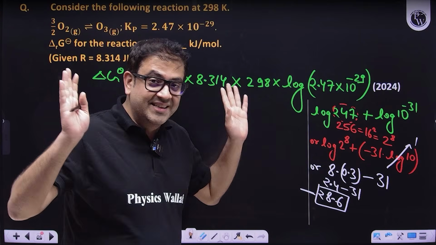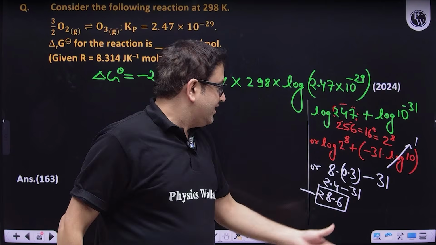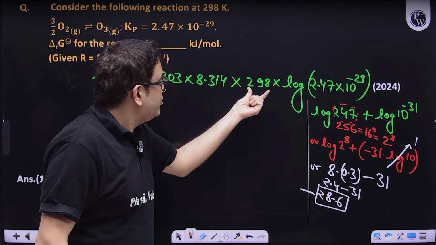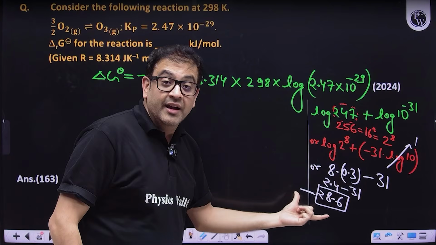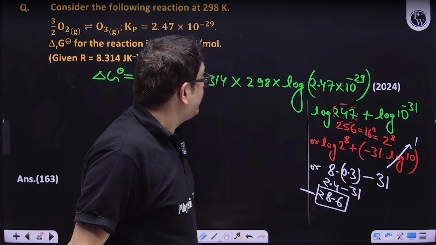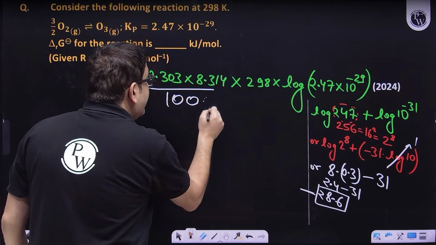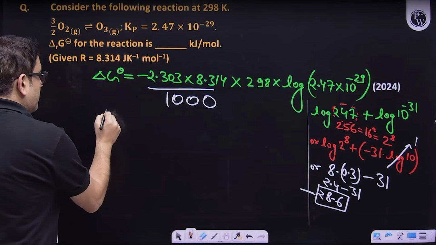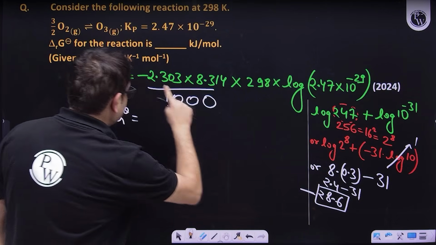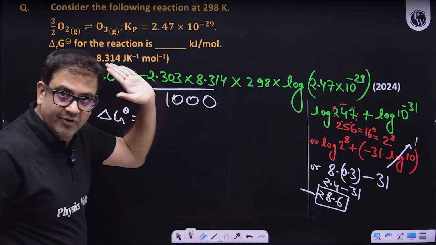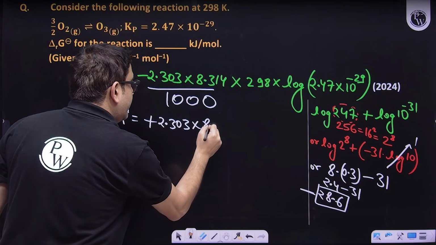Now, after this, it is again a tedious task, but it is multiply and divide. You should know that this minus 2.86 into 298 into 8.314, whatever answer you get will be in joule per mole. You have to report the answer in kilojoule, so I have to divide all these things by 1000. This minus makes your answer positive, so it will be a positive value.